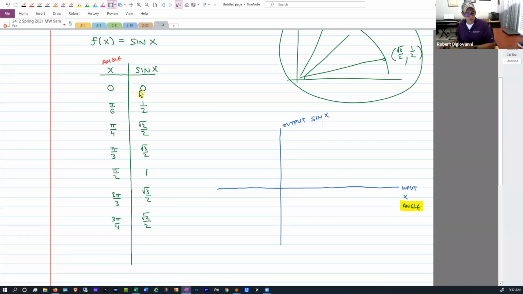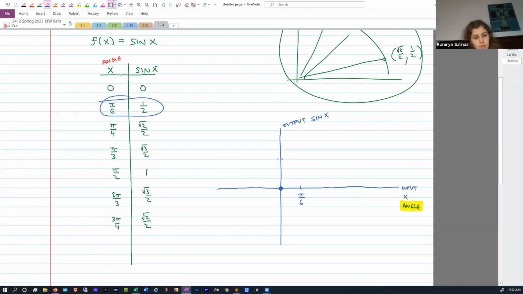So 0, 0, that would be here. That's the point 0, 0. My next point is pi over 6. If you were to get on your calculator and do pi over 6, you get about 0.52 something, but that doesn't matter. I'm going to call this pi over 6. And what is the value of the sine function at pi over 6? Well, a half, right? So I'm going to go up, let's say that's 0.5. I'm going to go up to here.